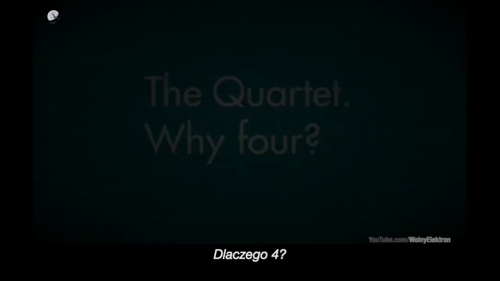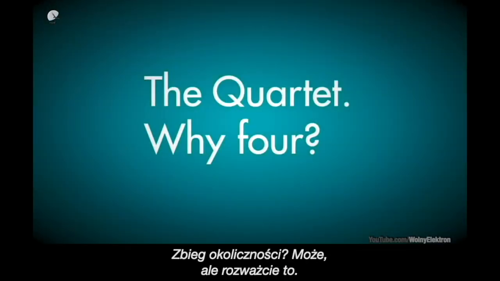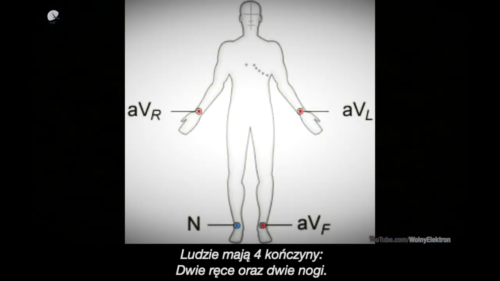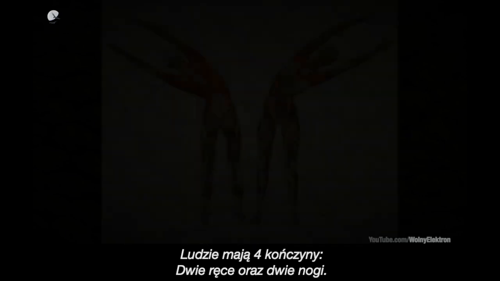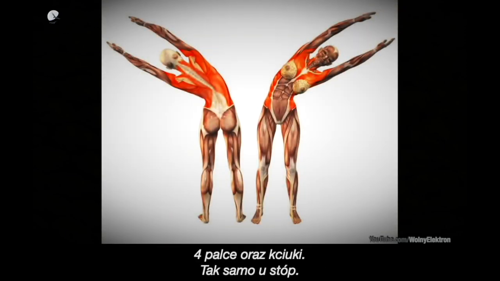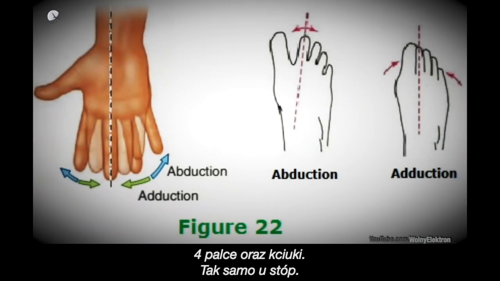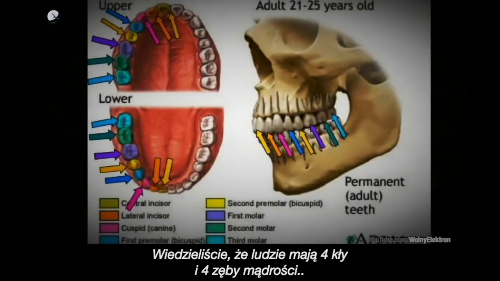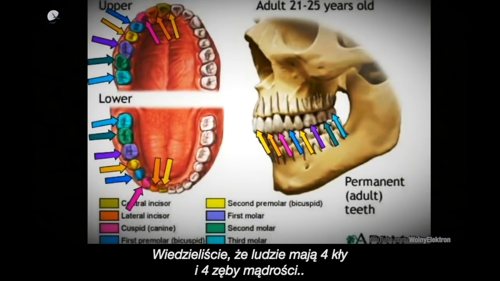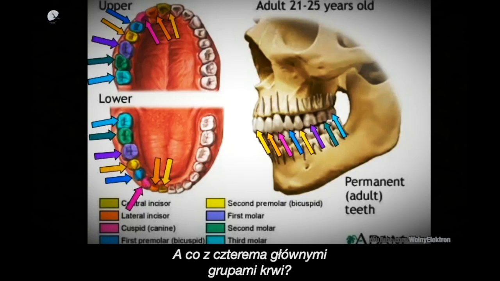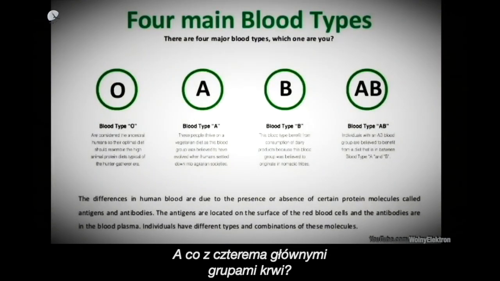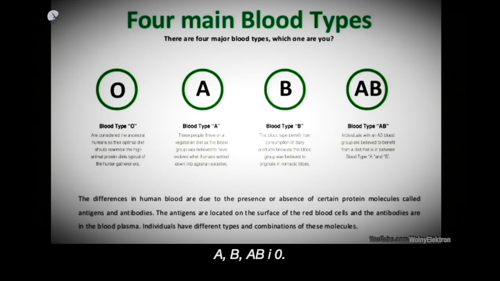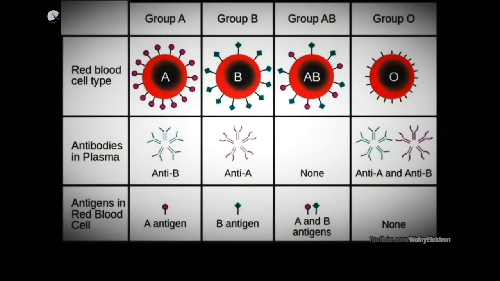Why 4? Coincidence? Maybe. But consider this. Human beings have 4 limbs, 2 arms and 2 legs, 4 fingers and a thumb, 4 toes and a thumb. Did you know humans have 4 canine teeth and 4 wisdom teeth? How about the 4 main human blood types? A positive, B positive, AB positive and O positive.